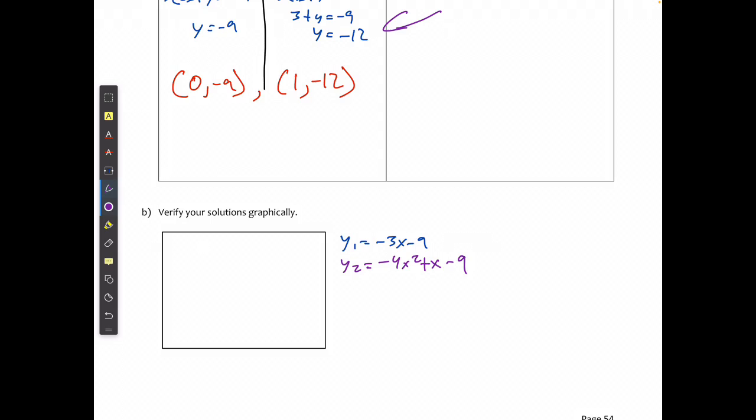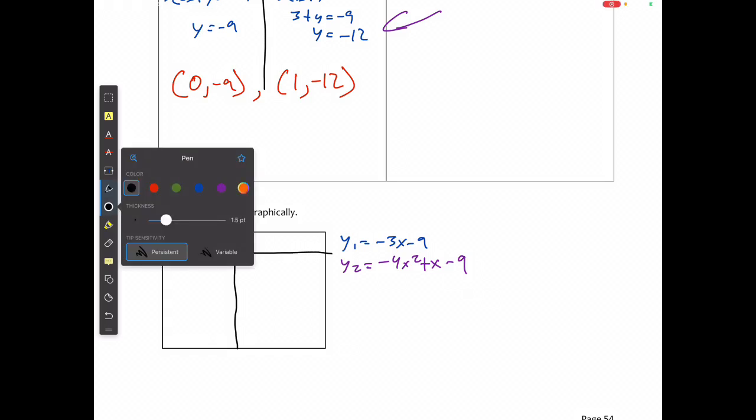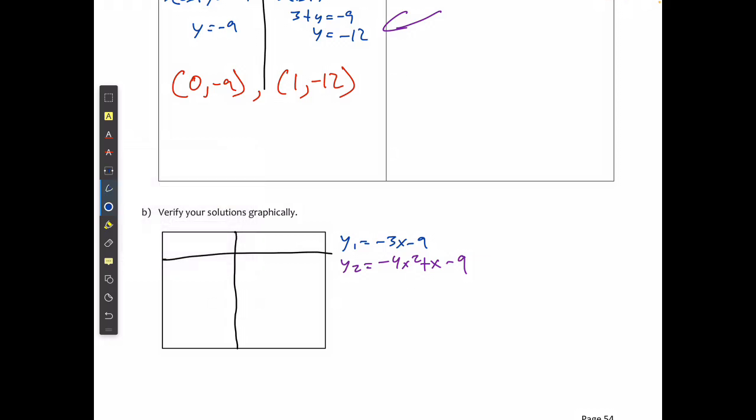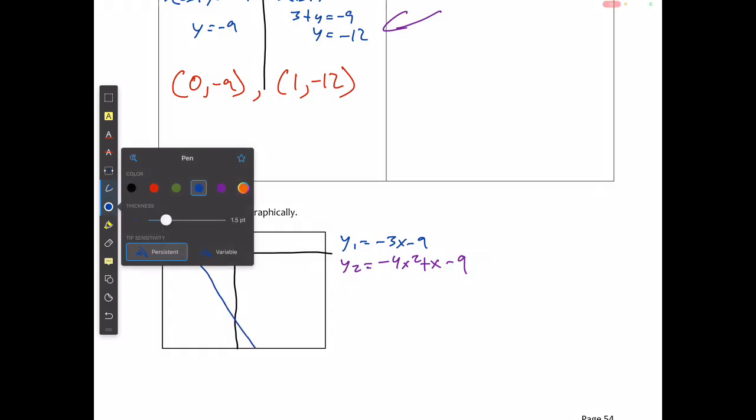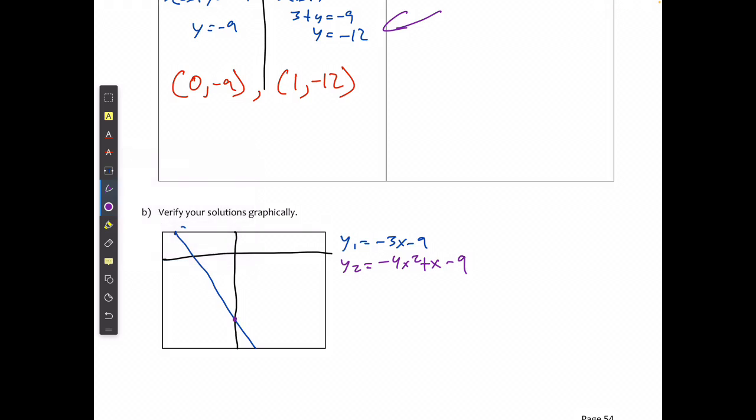You're going to have to change your window settings because obviously this is going to run a lot lower than the other ones have. And then when you graph out your two equations, then you should see something like this. And I get the 2 points of 0 and -9 and 1 and -12.